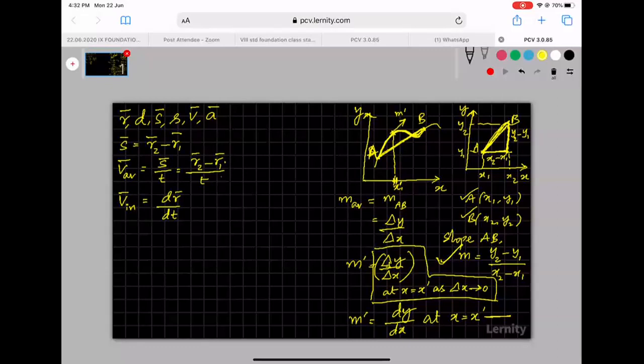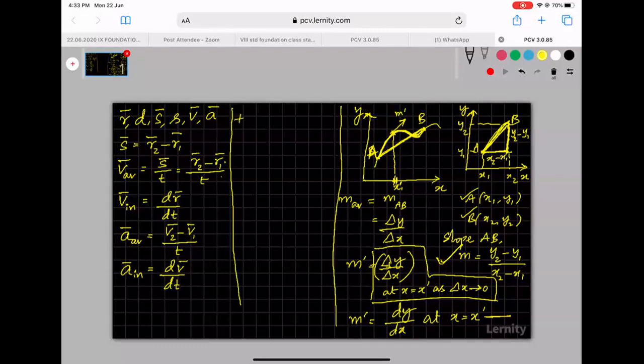That is v instant. Average acceleration is nothing but change in velocity by time taken. But this will give you average acceleration, right? This is change in velocity by time taken in any interval. But instantaneous acceleration is given by dv bar by dt, instantaneous acceleration. Okay?